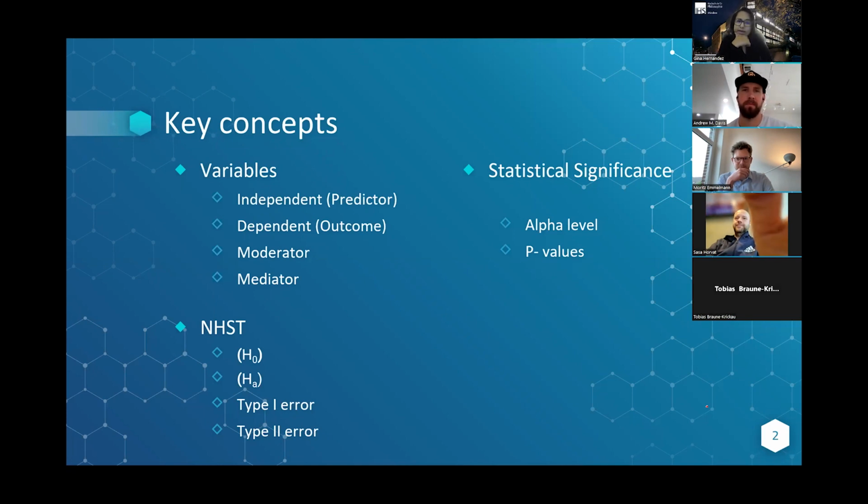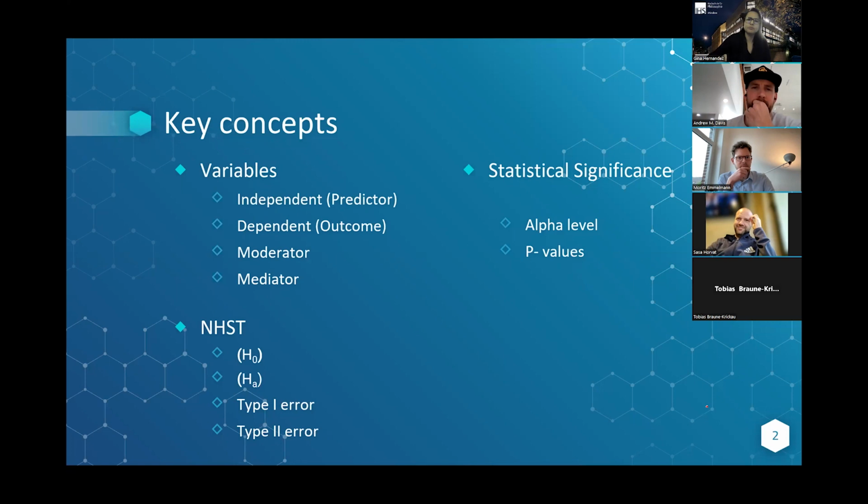So after today, it will be optimal if you are able to say what is the difference between an independent variable, a predictor variable, a dependent variable, an outcome variable, a moderator variable, a mediator variable. So we have all these different kinds of variables. What is a variable? So we will see about that today.